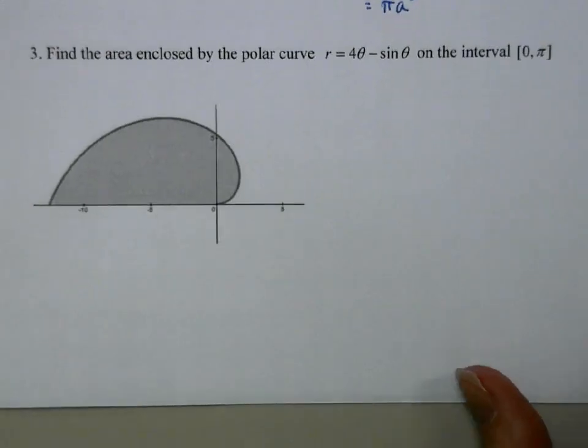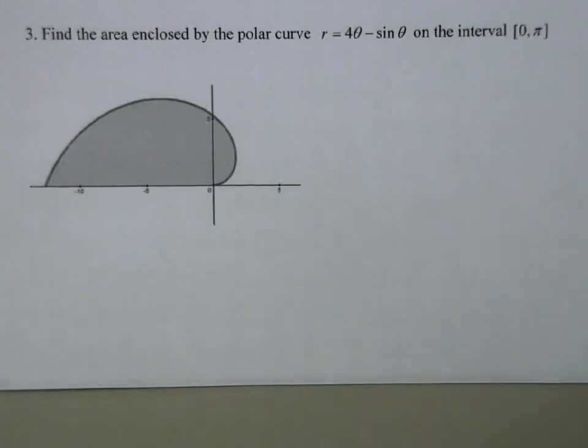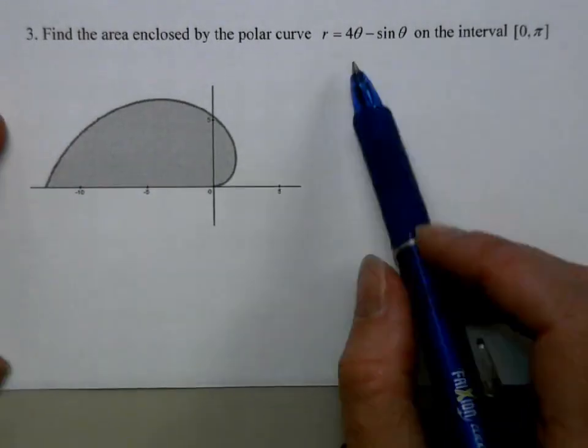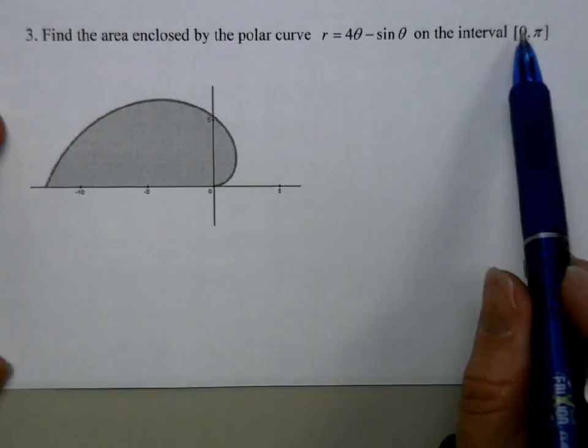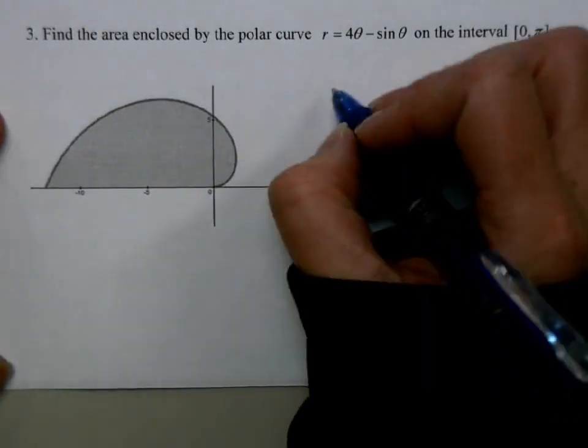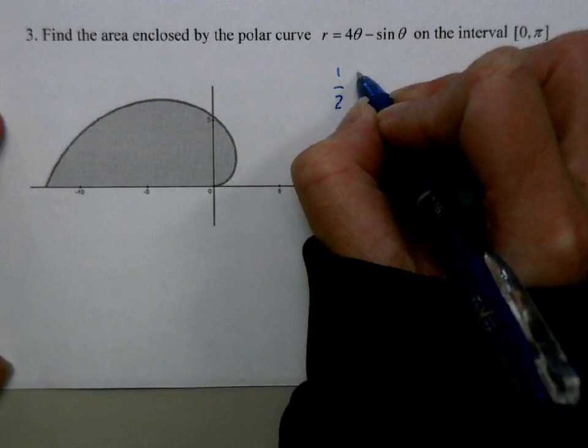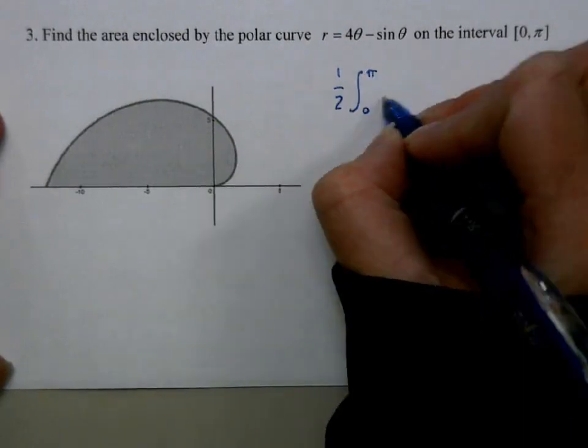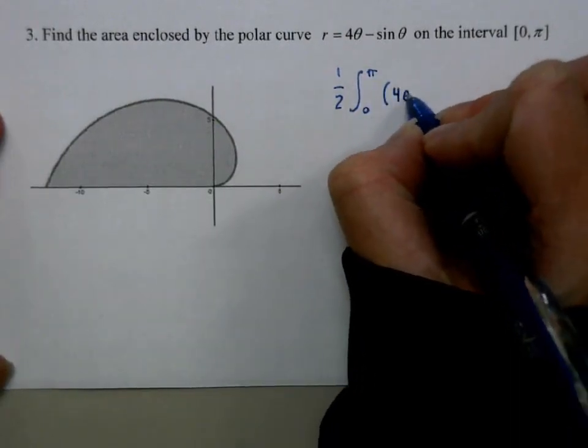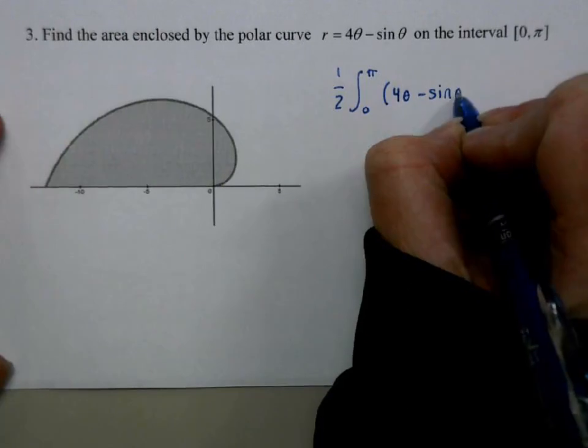You might get some classic curves, but you might just get some random curves that they come up with, which actually tends to be more common. So we're going to go ahead and try this one. We're finding the area of this curve on this interval. 1/2 the integral from 0 to pi of r squared.